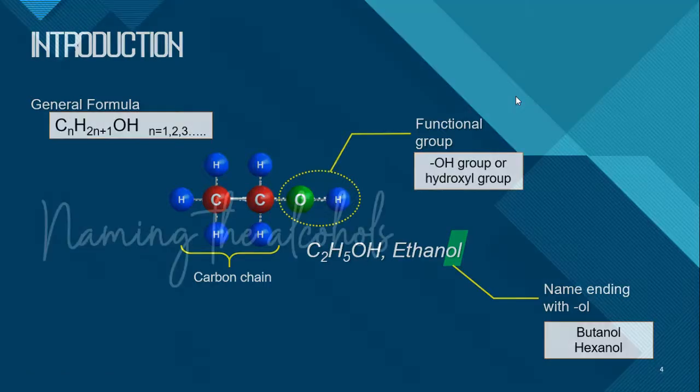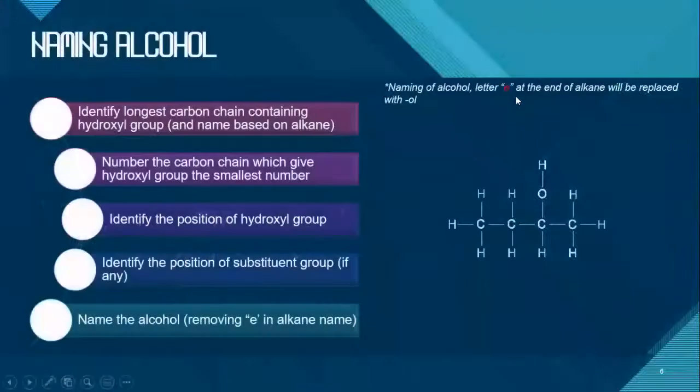Let's have a look at how to name alcohol. Of course, we have a very systematic way of naming the molecule. Basically, we follow the IUPAC nomenclature system. These are the steps that I summarized to make it easier for you to name alcohol. You can find different steps used in different books, but never mind, as long as you can name the alcohol according to the IUPAC nomenclature, then it's fine.